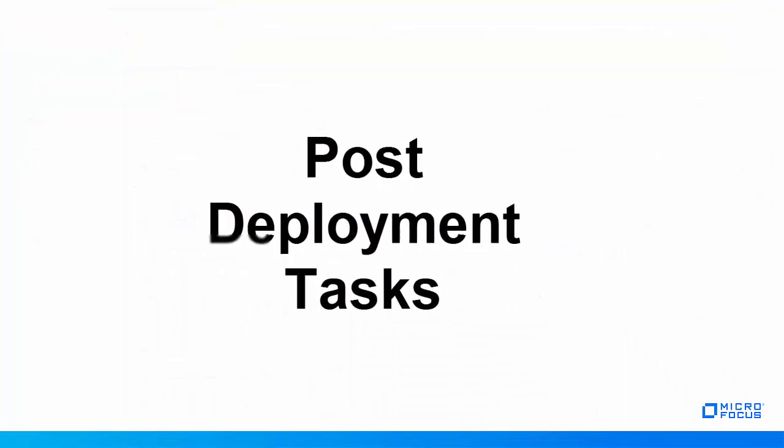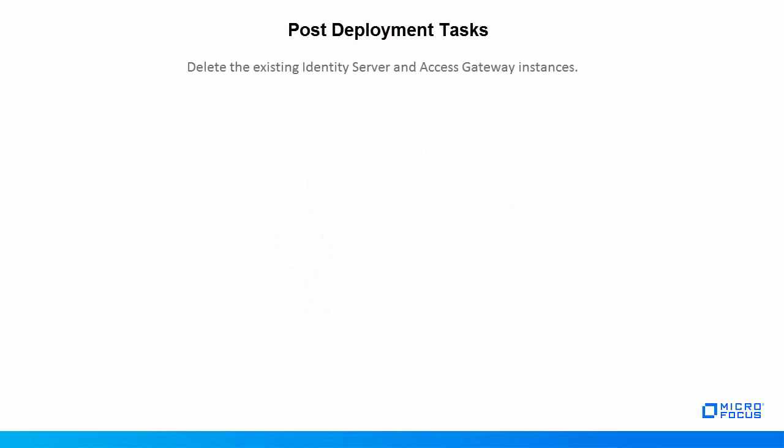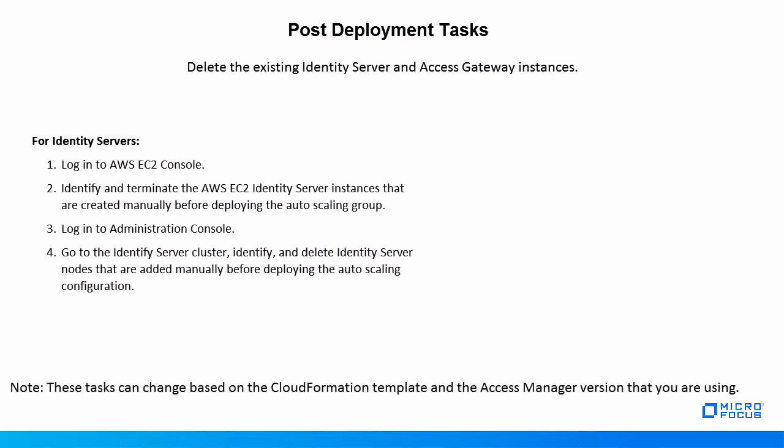Post-deployment tasks. You must perform some additional tasks after deploying the autoscaling configuration. You must delete the existing identity server and access gateway instances because the autoscaling works seamlessly with newly created instances. For identity servers, log into AWS EC2 console, identify and terminate the AWS EC2 identity server instances that are created manually before deploying the autoscaling group.